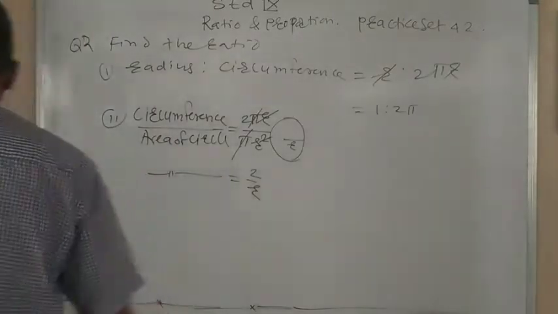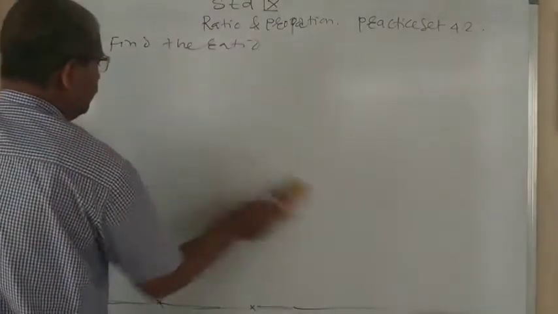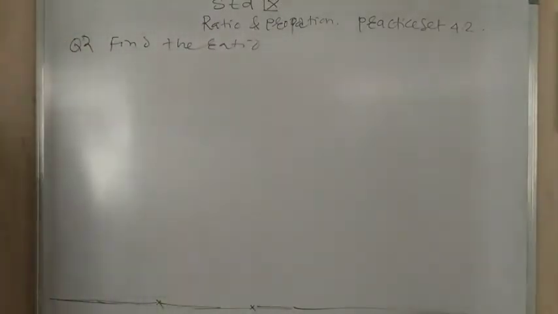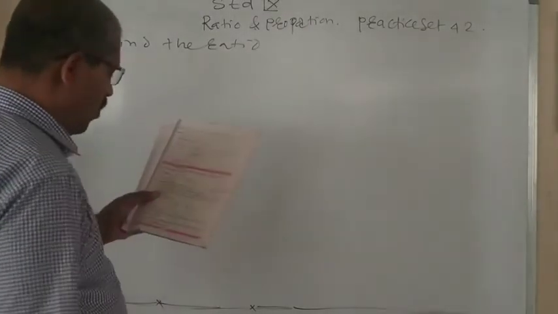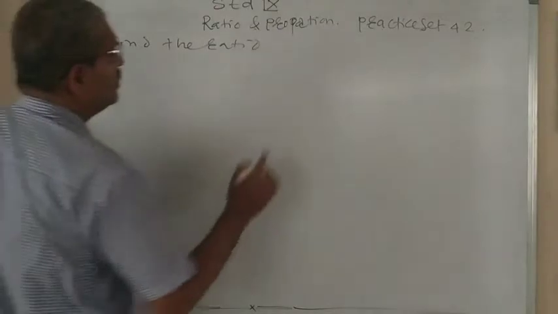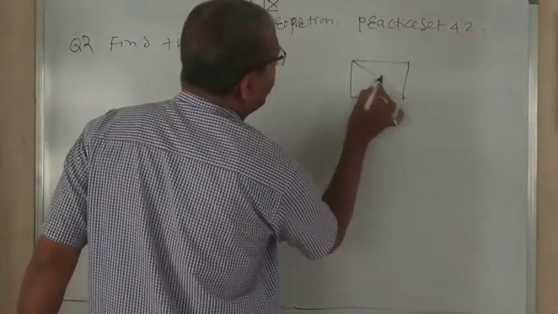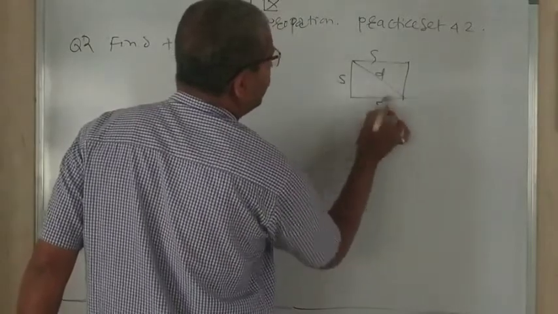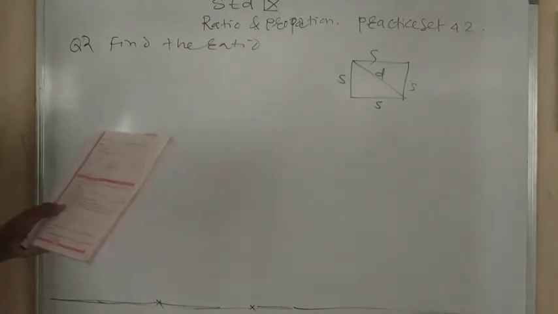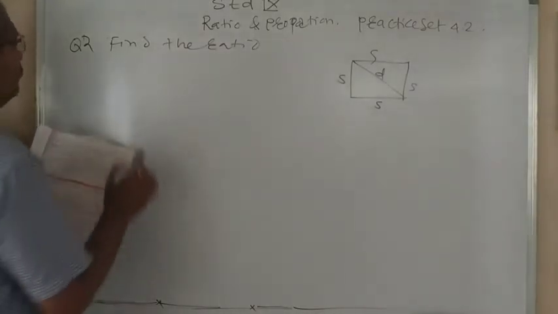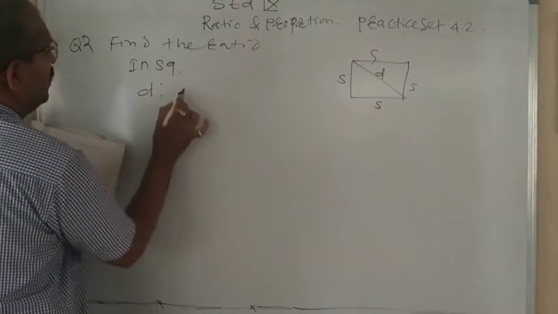Now number 3. What is number 3? You should read question number 3. The ratio of diagonal of a square to its side. There is one square, and in this square this is the diagonal, this is the side. Then the ratio, diagonal of square to its side.